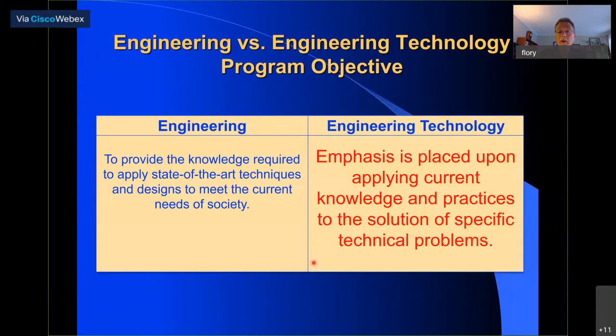Now, here are a couple of slides that basically try to point out again the difference between engineering and engineering technology. If you look at an engineering program objective, it may be phrased like to provide the knowledge required to apply state-of-the-art techniques and designs to meet the current needs of society. That's a very understandable and kind of typical program objective for an engineering curriculum. On the engineering technology side, emphasis is placed upon applying current knowledge and practices to the solution of specific technical problems.